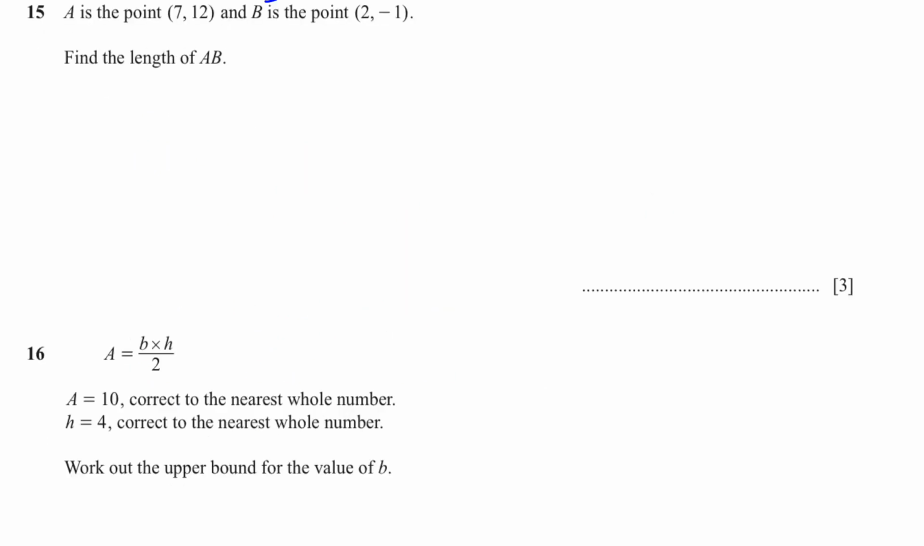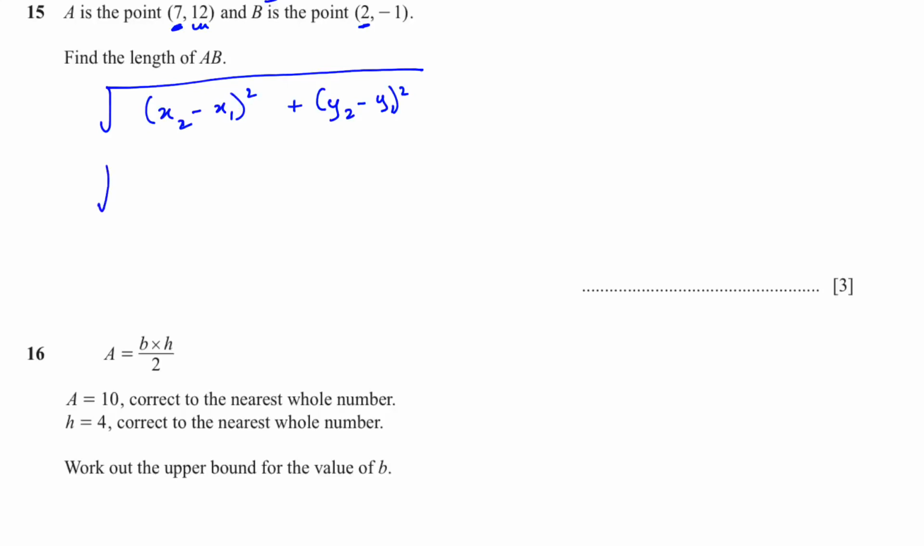We have been given 2 points A and B, and we have to find the length of AB. So we have to use the distance or length formula, which is x2 minus x1 square plus y2 minus y1 square. It doesn't make a difference if you make this as x2 or this as x2. But if you write this as x2, then you have to take 12 as y2. You cannot take the other number. A very easy 3 mark.